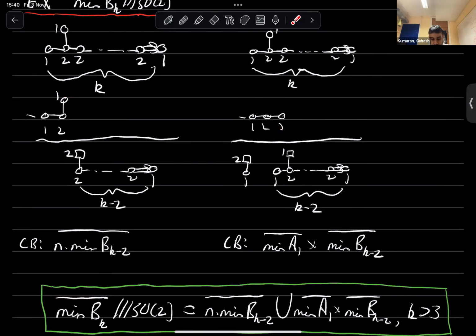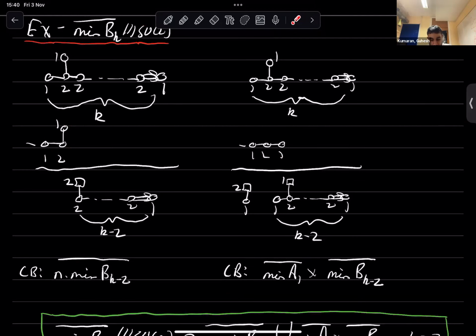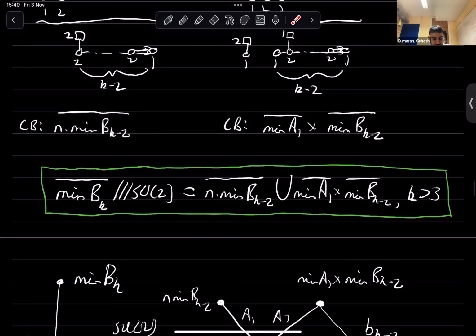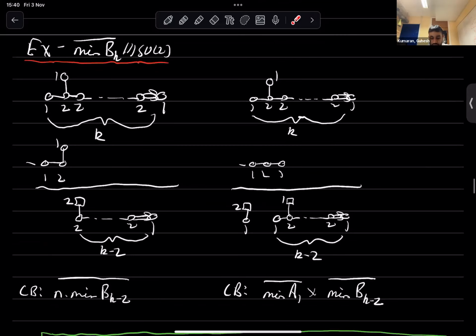And if you go across, you'll find you get a product, because this node gets deleted and you're left with this node of U1, which you rebalance, and you rebalance this as well. And the Coulomb branch here is minimal A1 times minimal BK minus 2. And so you have this result for the family when K is greater than 3. When K is equal to 3, you're not able to do the subtraction, right? Because you can't really do a subtraction across here like that because the edges are different.